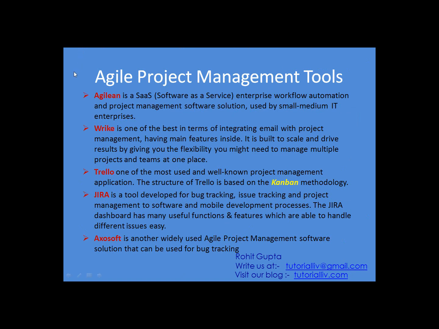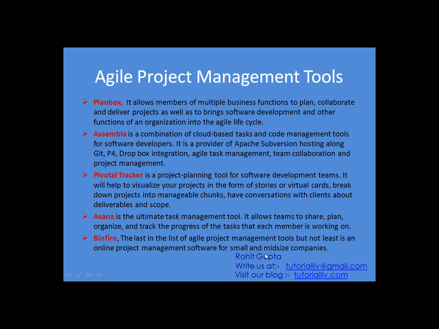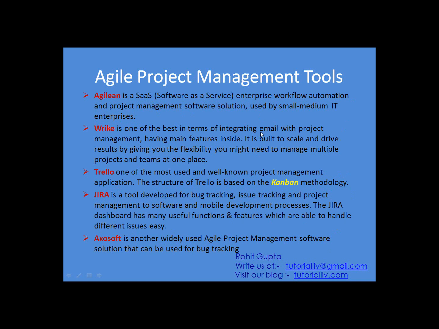Now we should know about some tools that are being used in agile project management. So here are some names of the agile project management tools: Agile, Rig, Trello, Jira, Axosoft, Planbox, Assembler, Pivotal Tracker, Asana, Wildfire. These are all project management tools which help us to track the flow of the project, where we are currently with the project. We can track the defect and its stage, whether the defect is in the development phase, in the QA phase, or done, completed and delivered to the customer.